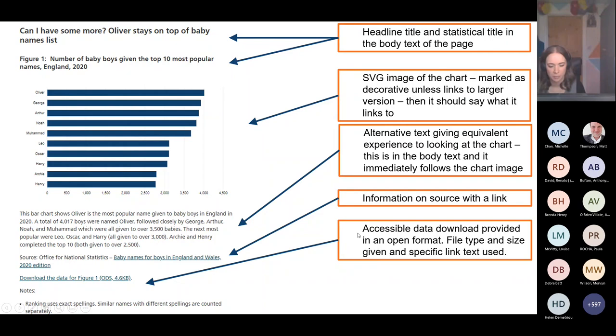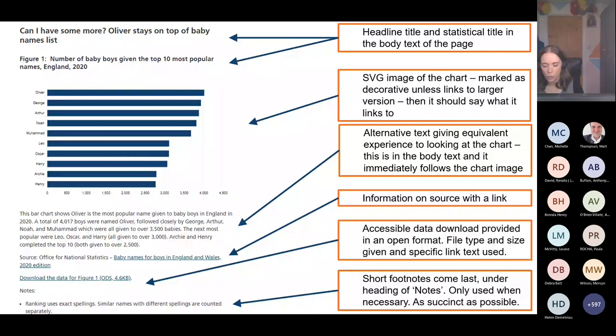And then right at the end, you've got the notes. Notes should come last, only be used when necessary, and should be as short as possible. This example is within our guidance, so you can look at it in more detail on there if you need to. We're running a bit short on time now, so I'm going to skip past it.